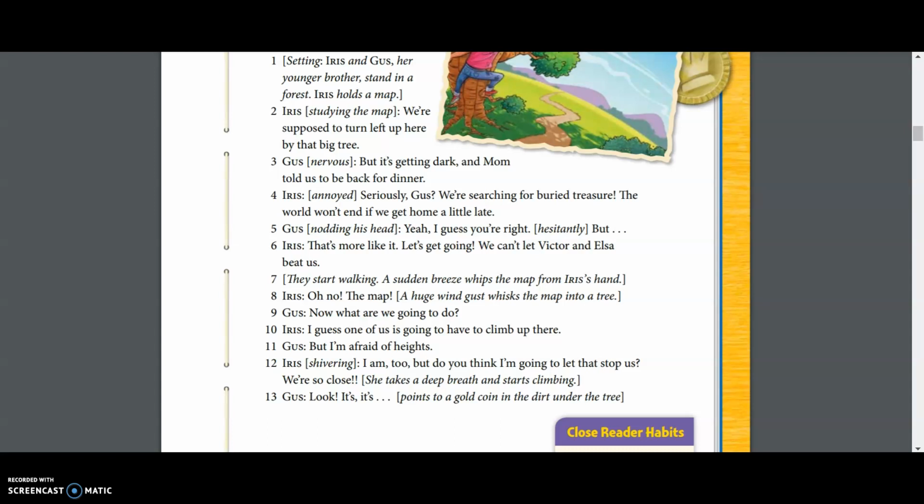Yes, if you said buried treasure, you are absolutely correct. That is what Gus and Iris are hoping to find. At first, Gus wants to go home for dinner. How does Iris feel about that? Take some time and look back into the text, please.